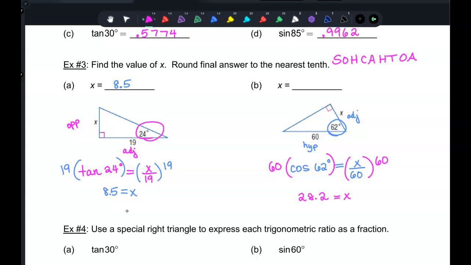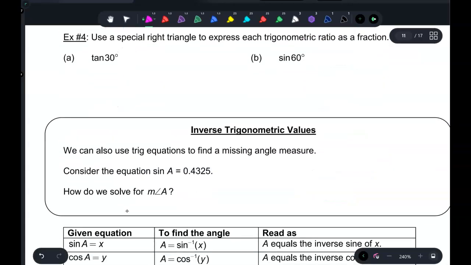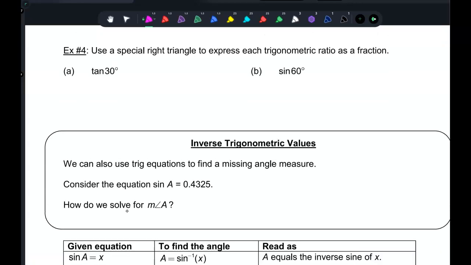Wait, so how do we know if it's sine or cosine or tangent? If we have the hypotenuse, or we're trying to solve for the hypotenuse, we're going to use sine or cosine. But if we do not have the hypotenuse, then it's tangent. Actually, I think we'll have time. I forgot to add in an extra example, but that's okay. We'll do it when we do the worksheet.